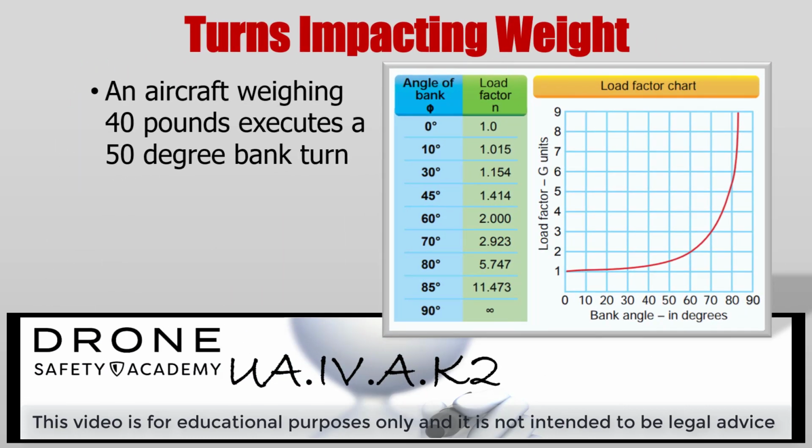An aircraft weighing 40 pounds executes a 50-degree bank. In this case, the 50 is not located on the left-hand side, so we're going to have to use the grid chart on the right-hand side. Find the 50 on the bottom, follow the line until you get to the curve, and find its approximation between the 1 and the 2. It appears to be 1.5. This will be your multiplier. 1.5 times 40 is 60 pounds.